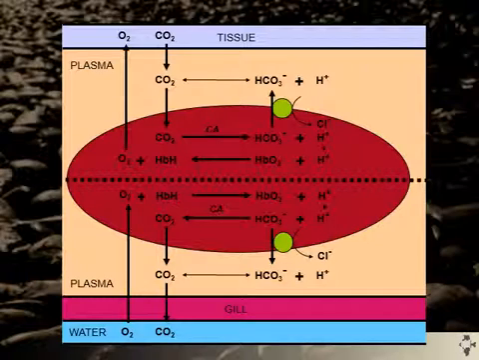Okay, so once we get to those tissues, you can see that the levels of CO2 in the tissues are going to be quite high. Again, this is because the tissues are going to be respiring either aerobically or anaerobically, generating CO2 in the process. And so the CO2 levels are going to be high in the tissues, the O2 levels are going to be low. So what does this result in?